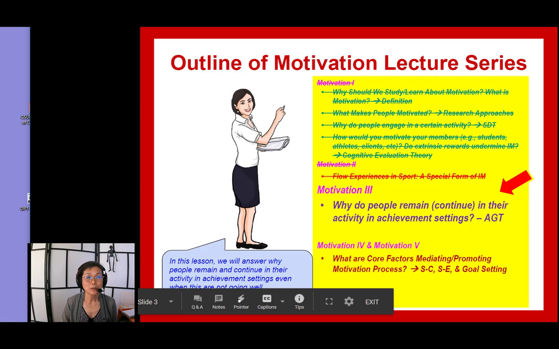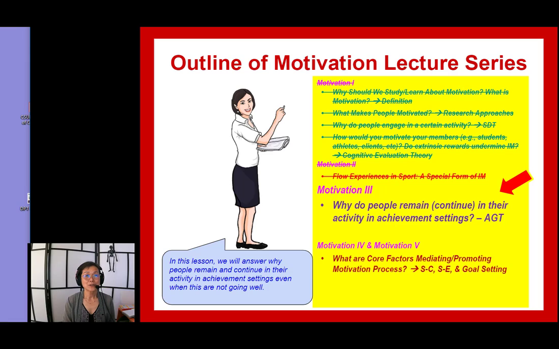So this is the outline of the motivation lecture series that we studied last week before this topic. The first topic was why should we learn about motivation? We answered that question. What makes people motivated? We tried to answer that question using different research approaches. And why do people engage in certain activity? That's a big question in the motivation field, right? And we used self-determination theory to answer that question.